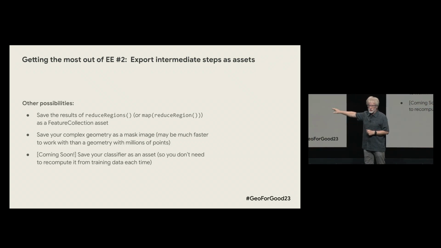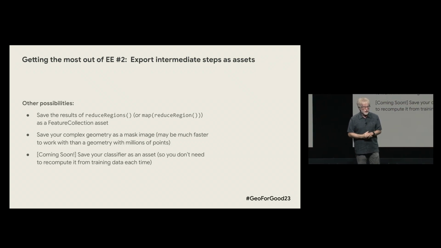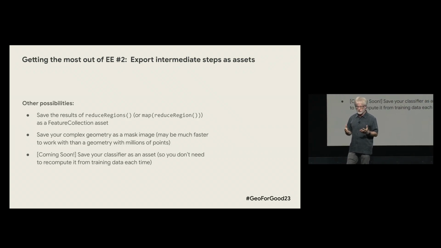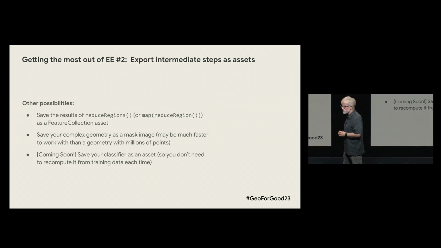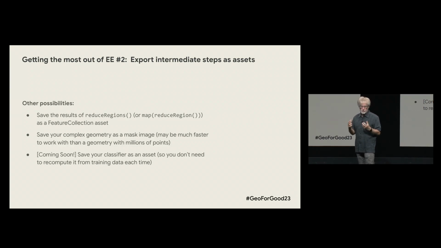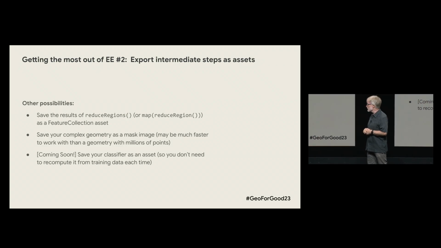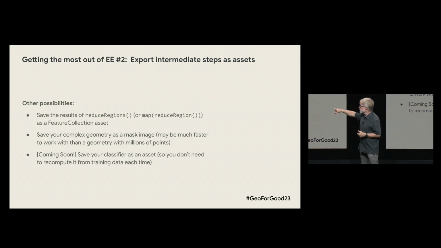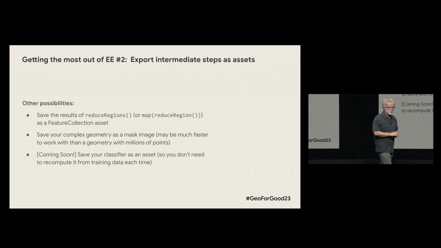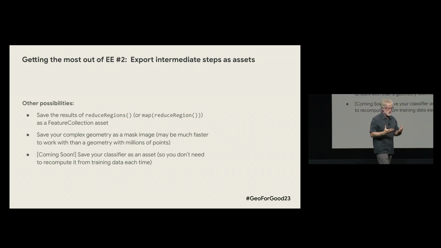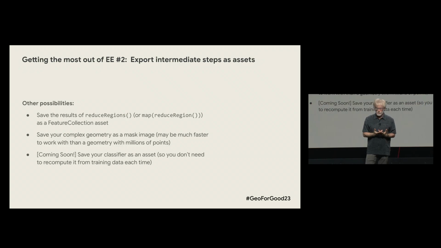If you have a particularly complex geometry, sometimes the fastest way to work with it is to save it as a mask image in Earth Engine, and then you can operate much more quickly with it than you can with a very complex geometry. The third one on here, I believe isn't yet available, but I'm promised that it will be soon, which is that you'll be able to save machine learning classifiers that you compute in Earth Engine.